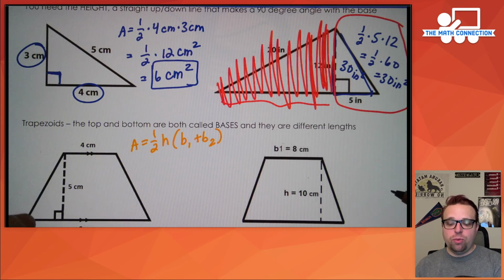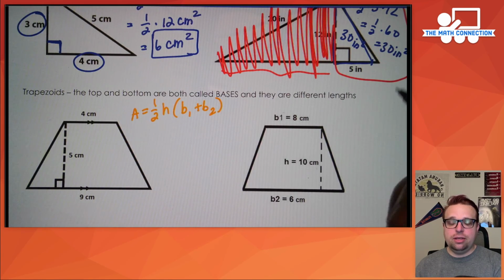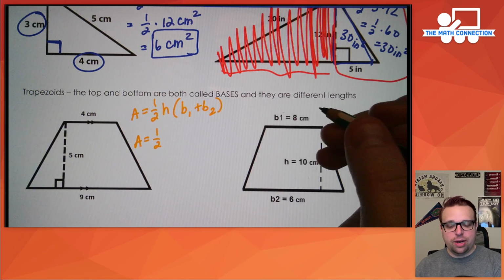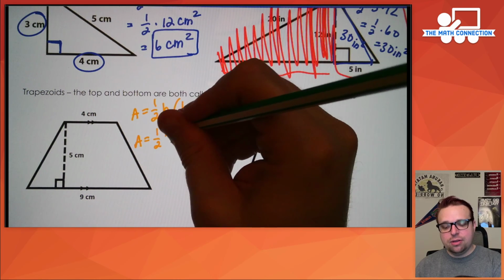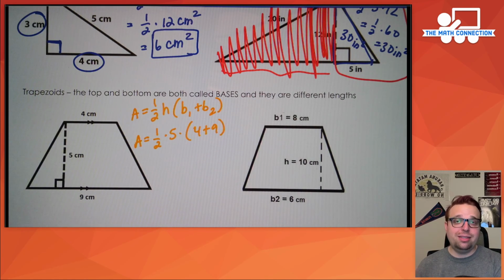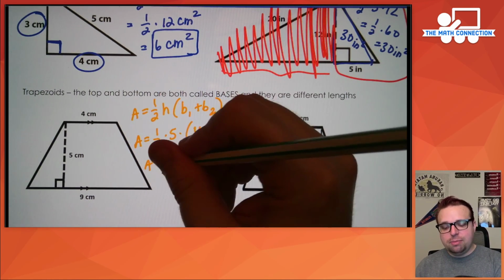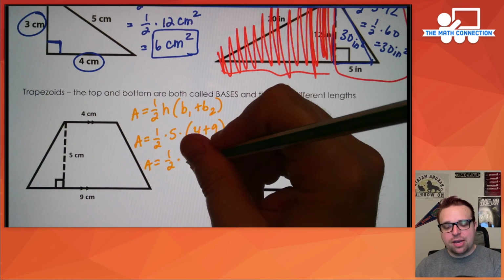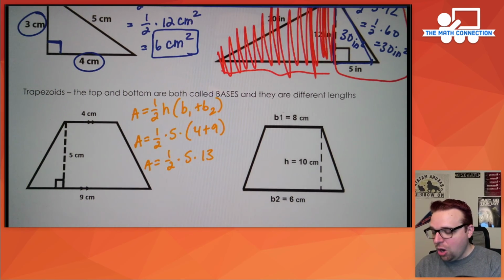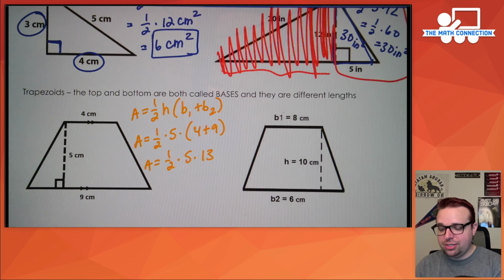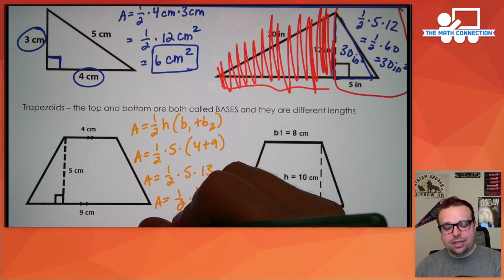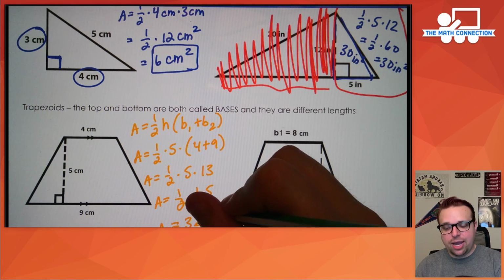Okay, so remember, we have to do this inside part first in the parentheses, right? So let's fill in what we know. It's going to be 1/2, that's there already. The height we know is 5, and then in parentheses you have 4 plus 9. Okay, we can do the units later, it's okay. So let's start simplifying. This is still 1/2 times 5 times something. What's 9 plus 4? It's 13. So now we need to do 5 times 13, which is 65. And then we need to cut that in half, which is going to give me 32.5.